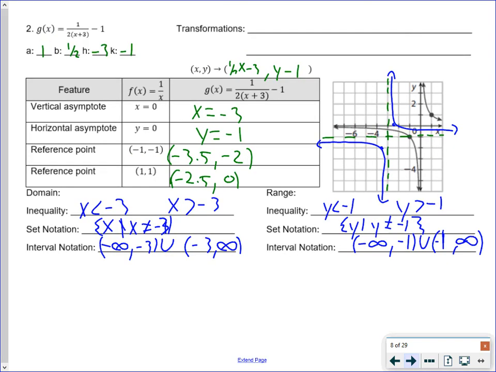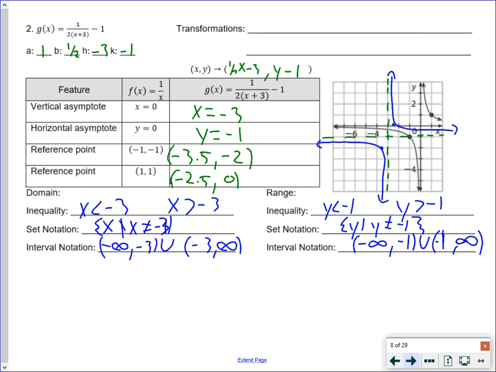Okay, and here's what you should have gotten for number 2. Your a value is 1, your b is 1/2, h is -3, and k is -1. Your transformation rule should have been 1/2 x minus 3, comma y minus 1. Your vertical asymptote would have been x equals -3. That's your h value. Your horizontal asymptote should have been -1. That's your k value. Your reference points, if you put it into the transformation rule, you would have gotten -3.5, comma -2. And if you plug in 1, 1 into your transformation rule, you would have gotten -2.5, comma 0.